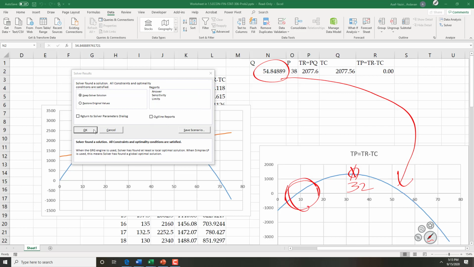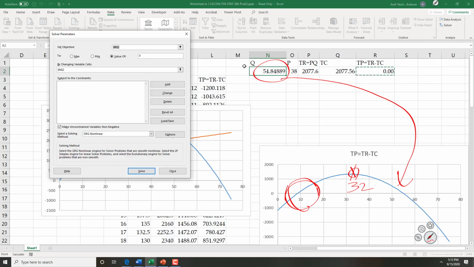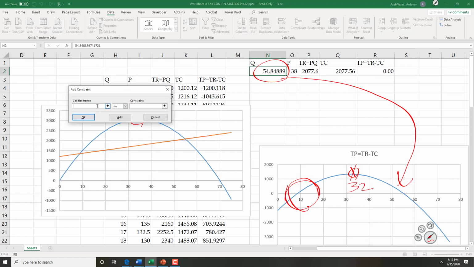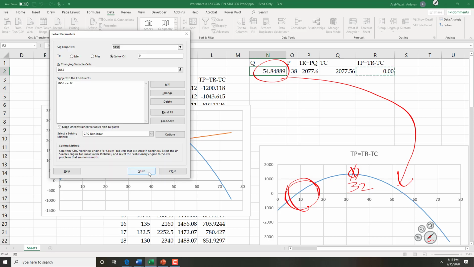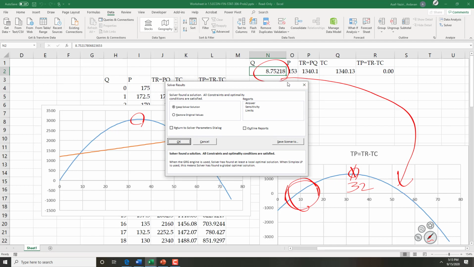So now I'll go again to solver. I ask Mr. Solver, do the same thing, but I add a constraint that the value I am looking for should be less than 32. You have already given me the one which is greater than 32. I need the one which is less than 32. I'll go over there. Okay. Solve. And then it will give me the second break-even point.